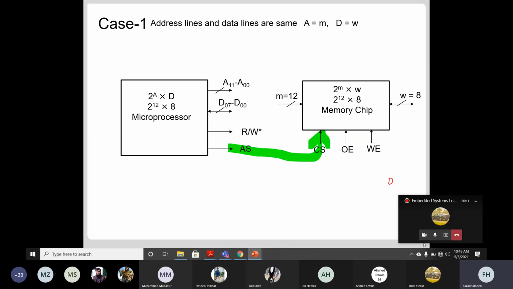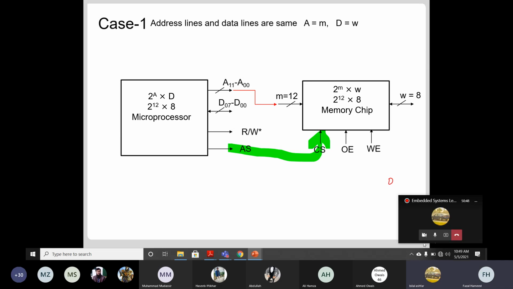Okay. So now we will connect this address strobe with the chip select. The address lines are the same, so they are directly connected to the address lines of memory. Am I right or not? Right sir. So it means that A11 will be connected to M11, A10 to M10, A9 to M9. Did you understand? Yes sir. So the address lines are connected directly because they are same.